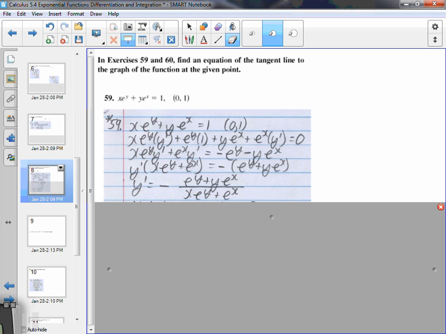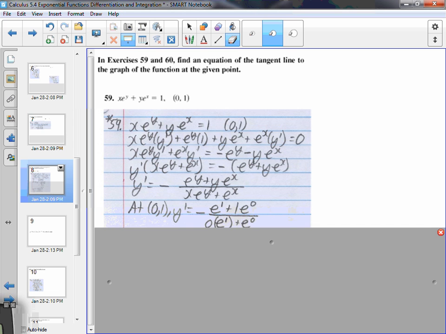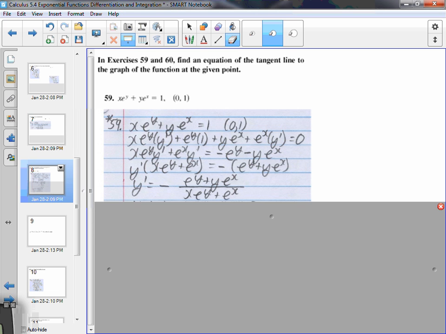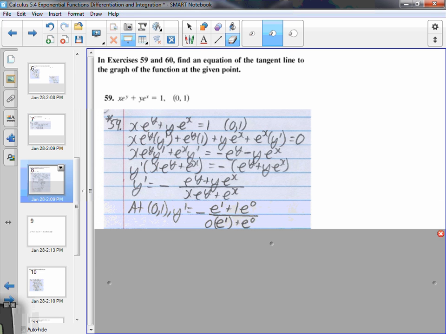Okay. Now, let's find the slope of our tangent line. What we have so far is a formula to find the slope of the tangent line. We can use that derivative to find the slope of the tangent line at any point on the graph of our implicit function. The point they want us to use is the point (0, 1). So at the point (0, 1), replace x with 0, replace y with 1.